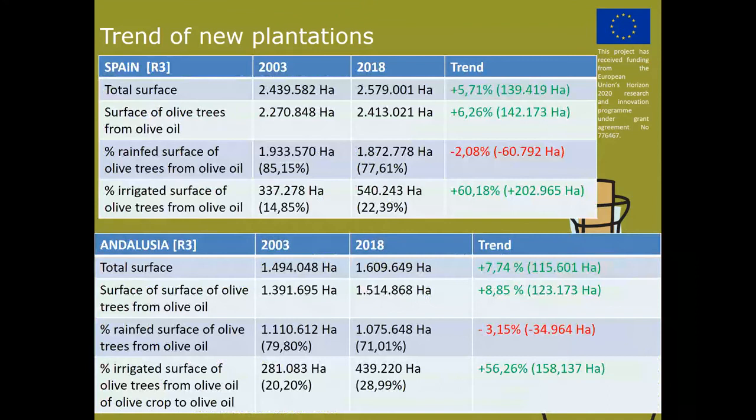This is the trend of the new plantations in Spain and Andalusia. We can see the total surface, but the olive tree can be used for olive oil and table olives. For that, we can see the surface of olive trees for olive oil. Another important thing is the irrigation system. You can see the most popular system is the drip irrigation system. Next, please.